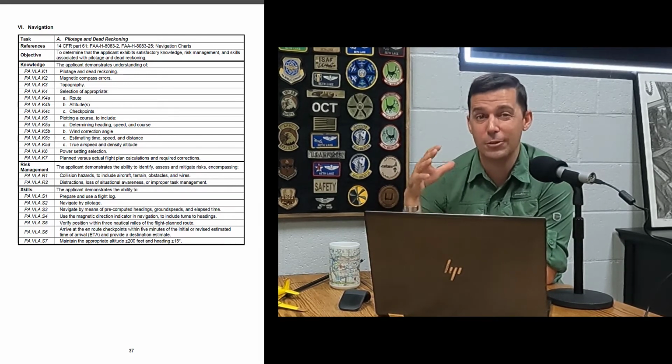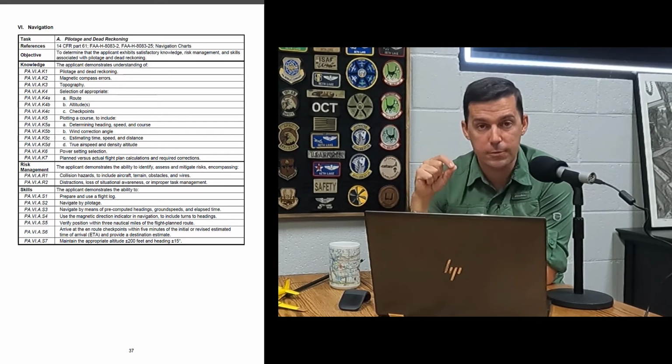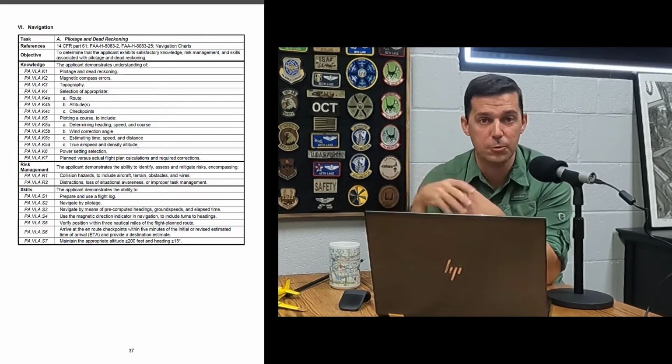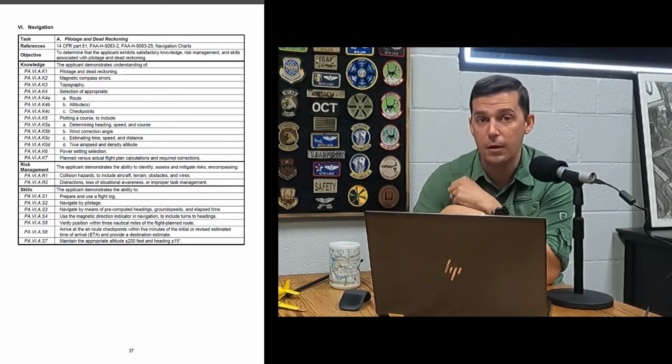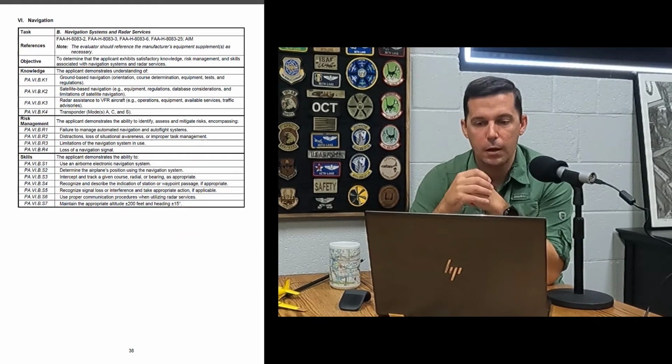But what we're going to do to your iPad is turn off your location services, so you're not going to have your moving map, right? It's just going to be really a digital chart. So you're going to be looking at this digital chart, and the only way you know where you're at on that digital chart is using pilotage or dead reckoning.